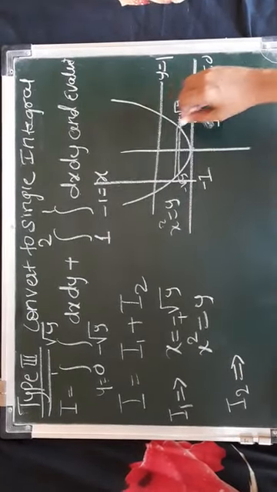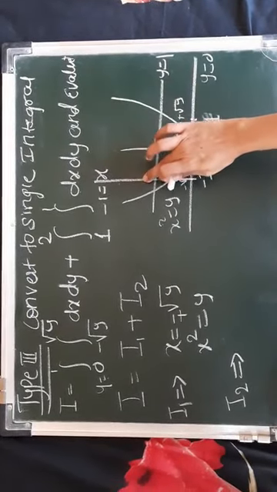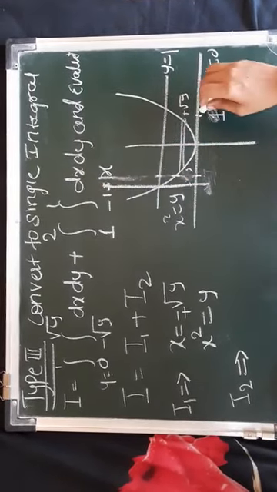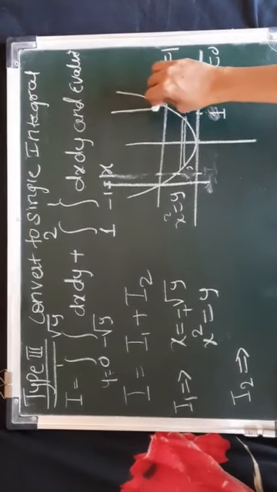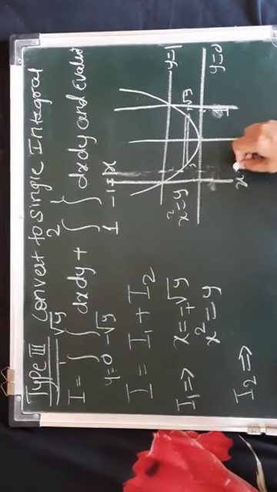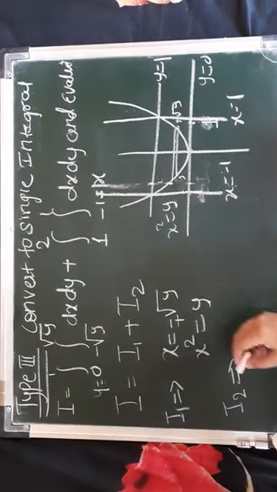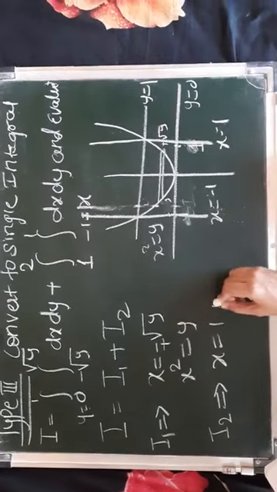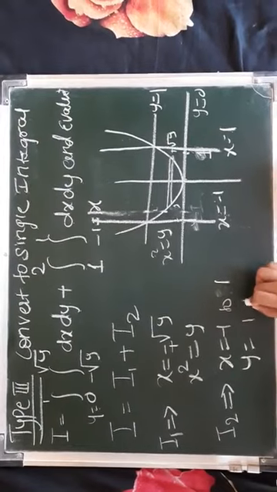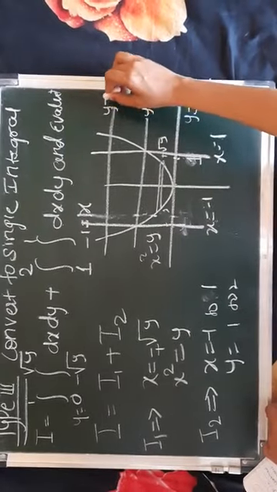Therefore, this is the line, x is equal to minus 1 and x is equal to plus 1. Then x is from minus 1 to 1. And what is the value of y? 1 to 2. So y is equal to 1 to y is equal to 2 will be somewhere here. This is the line y is equal to 2.